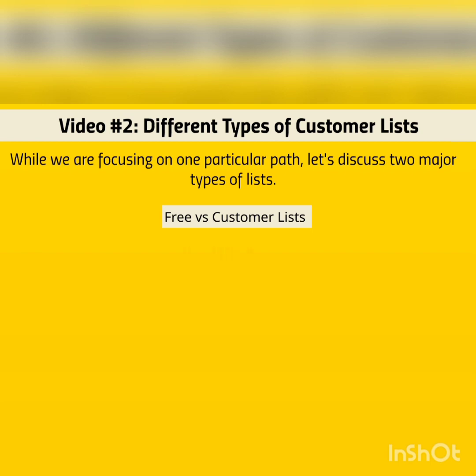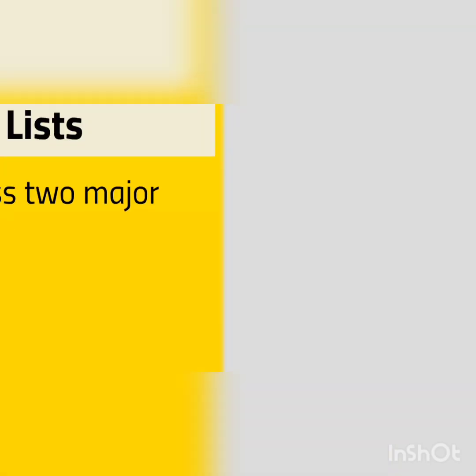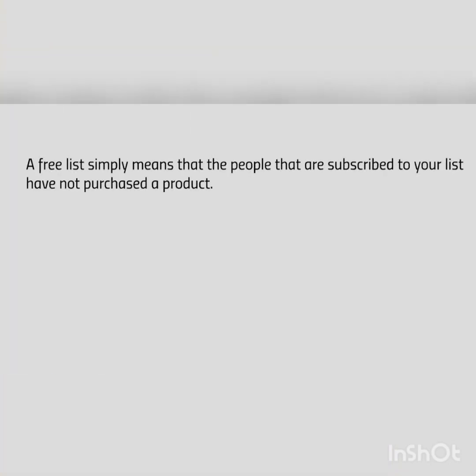So a free list, let me explain the differences. A free list simply means that the people that are subscribed to your list have not purchased a product. So if you imagine you get onto a landing page or a squeeze page and they're asking for your name and your email and that's it, you're not buying anything. That is basically what a free list is. Now, typically, these lists are a little bit harder to convert because people do not know you. They have not really put their trust and faith in you.